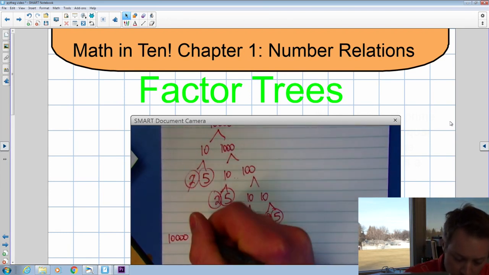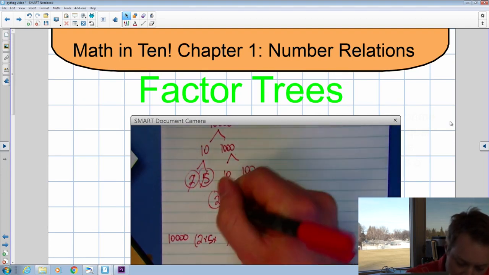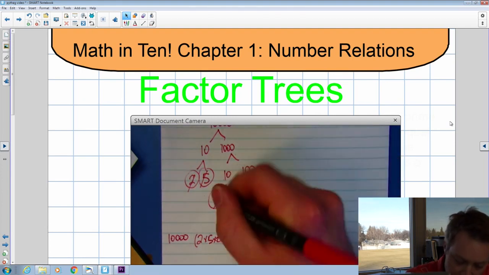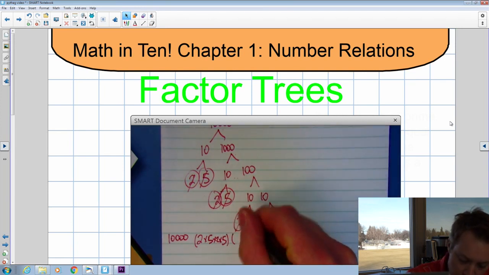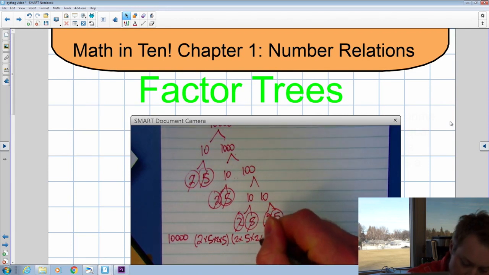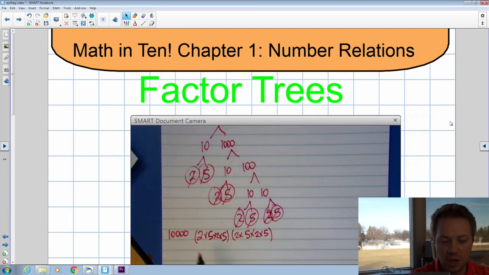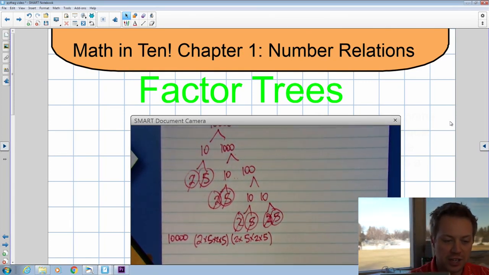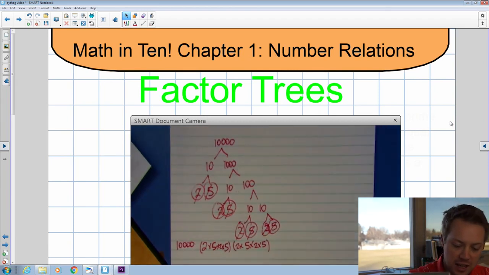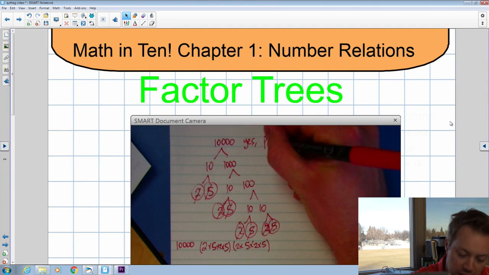I'm going to use this 2, I'm going to use this 5, I'm going to use this 2, and I'm going to use this 5. Then I'm going to use this 2, this 5, this 2, this 5. And you can see there that because I've got two groups of the exact same, that I've got a perfect square. So you can come back up and say, yes, 10,000 is a perfect square.